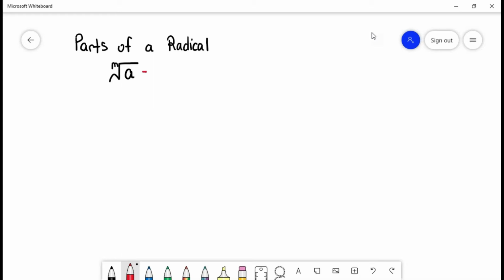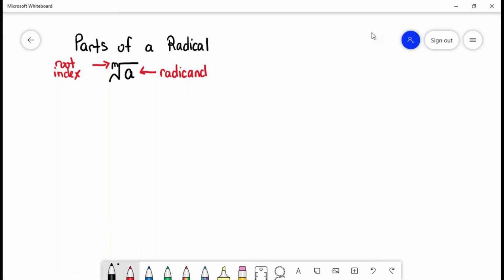So this root a here is what you would call the radicand. And this m here is called the root index. And this will be really useful to know for the upcoming questions in today's webinar.